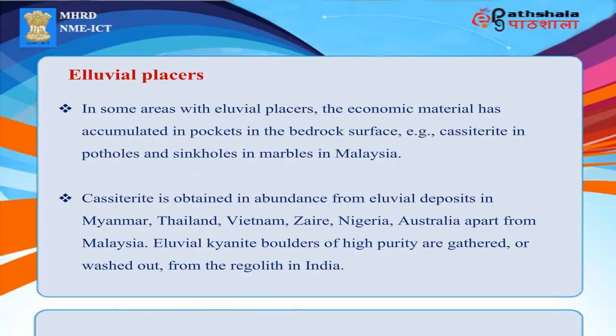In some areas with alluvial placers, the economic material has accumulated in pockets in the bedrock surface, like cassiterite in potholes and sinkholes in marbles in Malaysia. Cassiterite is obtained in abundance from alluvial deposits in Myanmar, Thailand, Vietnam, Zaire, Nigeria, Australia, apart from Malaysia. Alluvial kyanite boulders of high purity are gathered or washed out from the regolith in India.